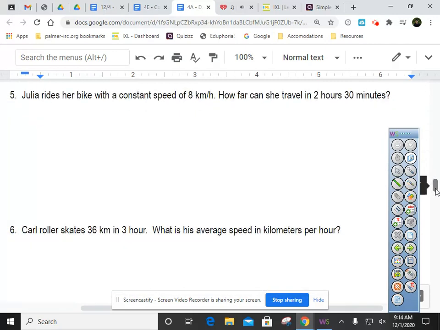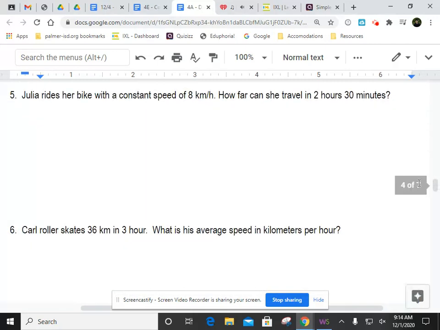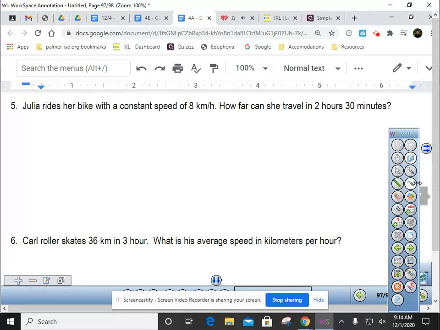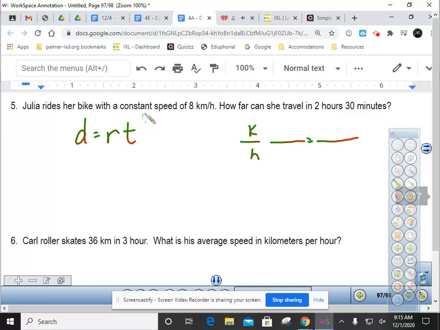Number 5. Julia rides her bike with a constant speed of 8 kilometers per hour. How far can she travel in 2 hours and 30 minutes? You want to write the distance formula or proportion? Proportion. Okay, well, I'll do both of them. Here's the distance formula. And then my proportion is going to be kilometers and hours. Well, you did right either way.